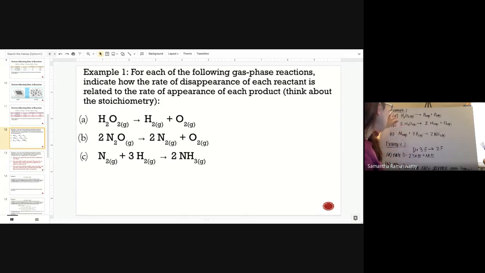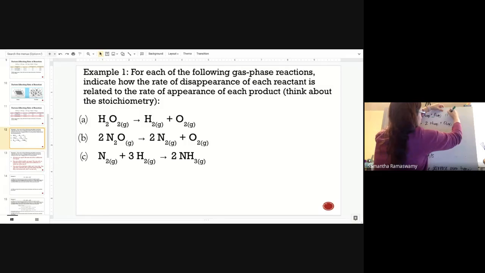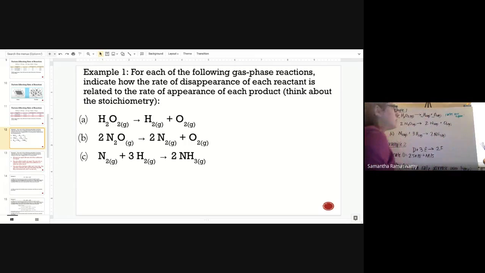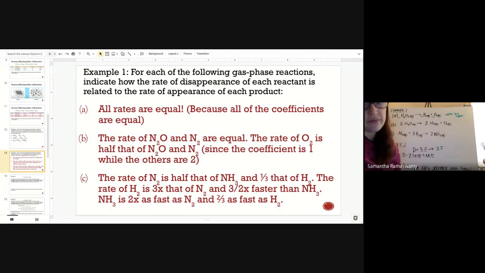So for example 1A, if you notice, every single coefficient is a 1, which means all of the rates are equal. So for 1A, we can say rates are equal because all of the coefficients are the same. All the rates are equal because all the coefficients are equal for 1A.